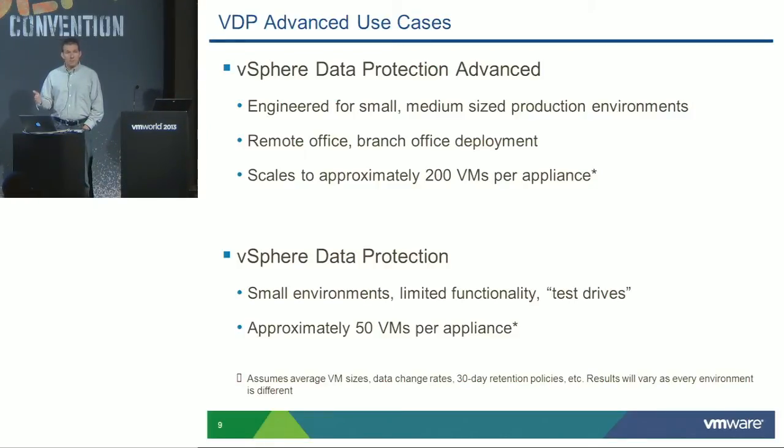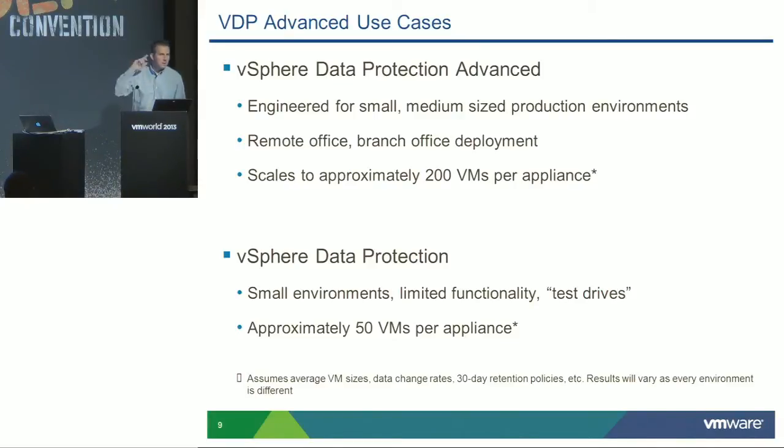And each environment is different, so your results may vary one way or the other. But again, roughly 200 VMs per appliance, but you can deploy up to 10 appliances per vCenter. So you can scale this out. I think I see a hand in the far back there. Speak up nice and loud, please.